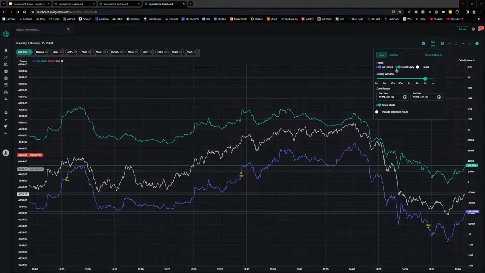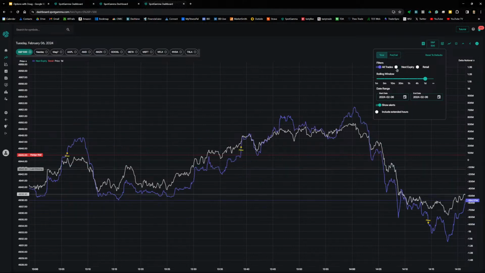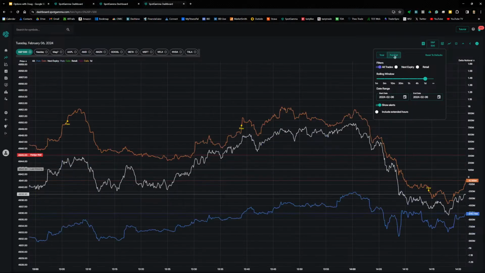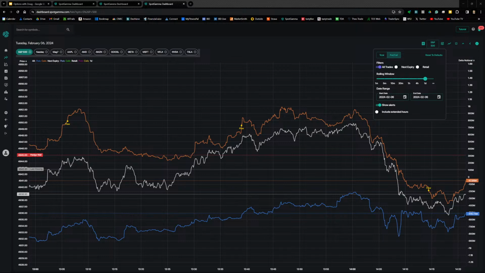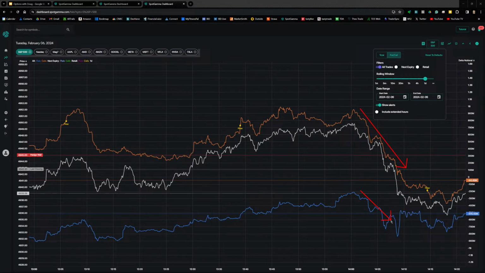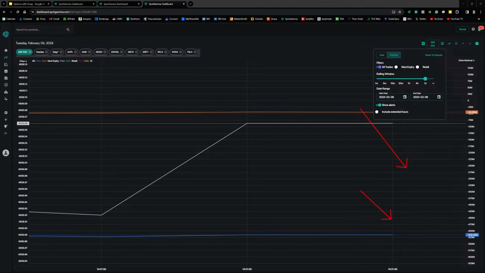Go back to all trades, shown by the purple line. Separate out puts and calls. So right around 2, traders just started selling calls and buying puts. So when the blue line and the orange line move in the same direction, that's a very powerful directional signal.